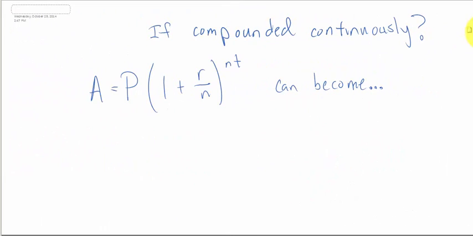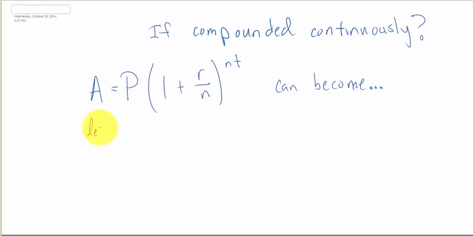So why do we care? Well, let's talk about compound interest again. Let's back it up to this formula. What if we were compounding continuously? So we're not getting paid interest every month, or every day, or every minute, or every second, but we're continuously getting paid interest. Kind of a crazy idea, but look at what this can become.